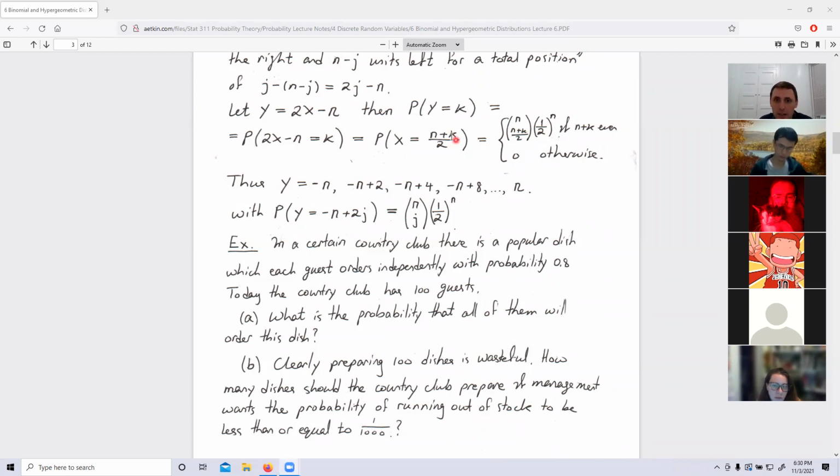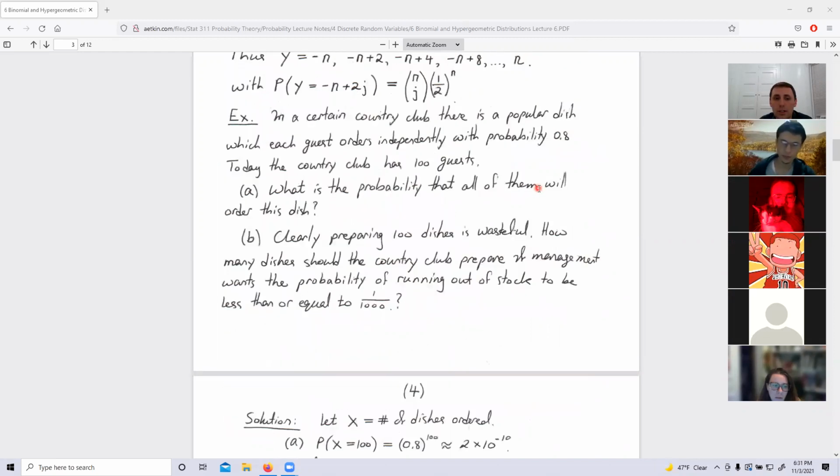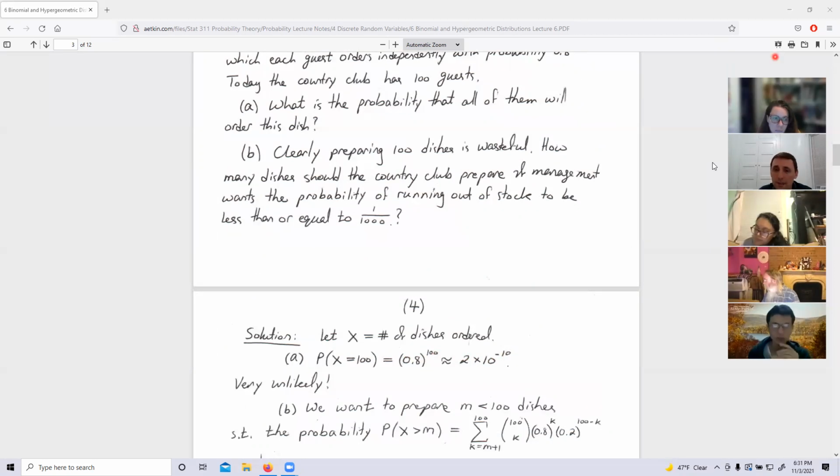Very good, Chiara, and that is not a very large number, right? So what is that probability? 0.8 to the power of 100 is 2 times 10 to the minus 10. It's very tiny, you agree? It's a very, very tiny number.